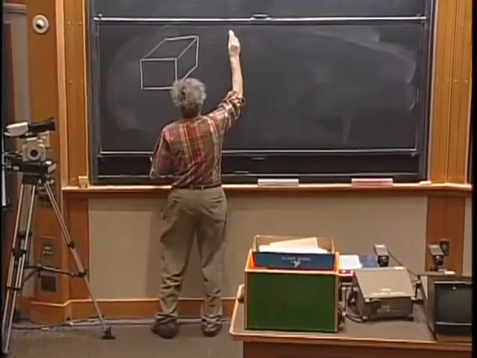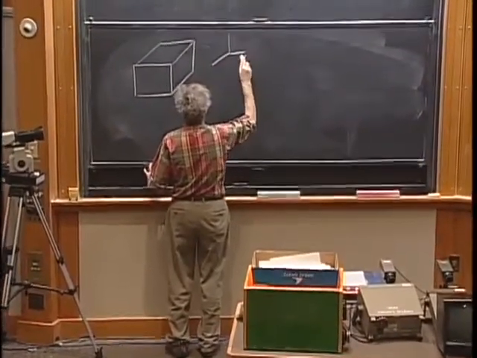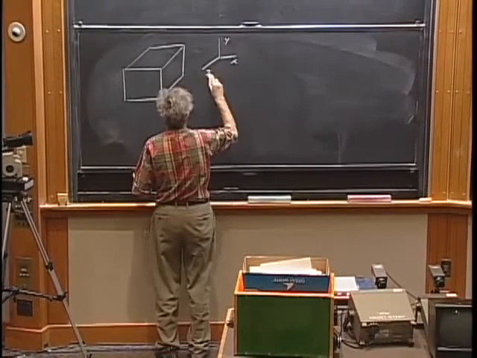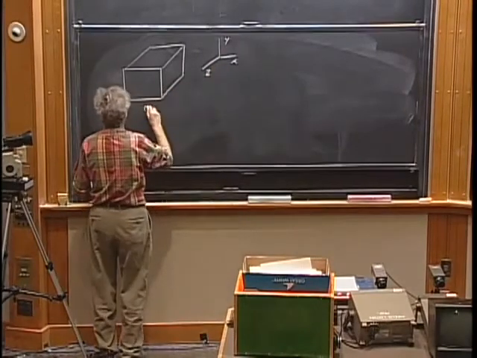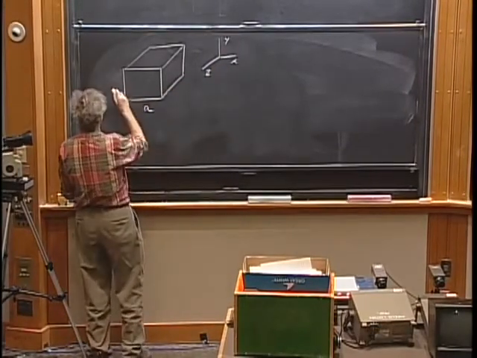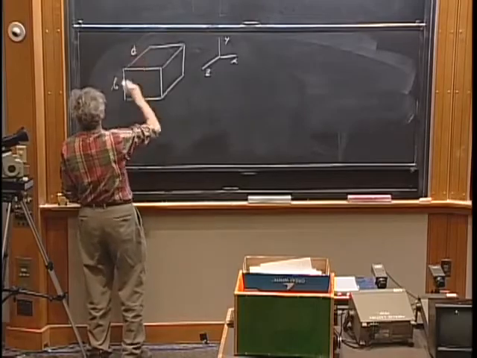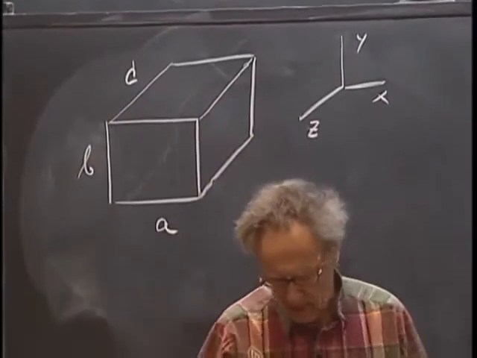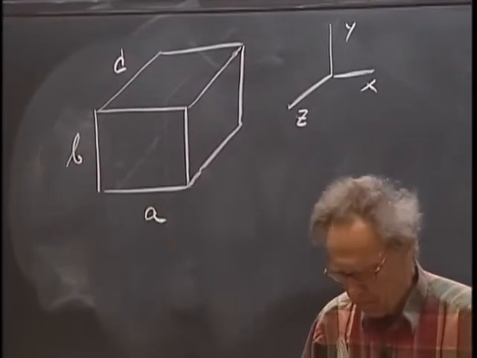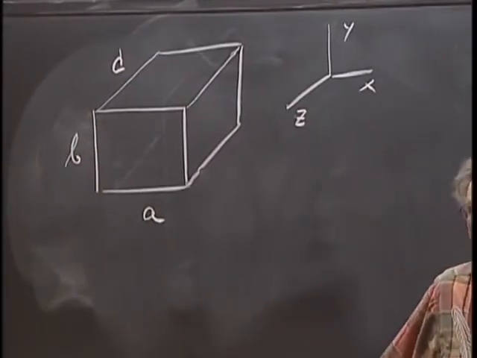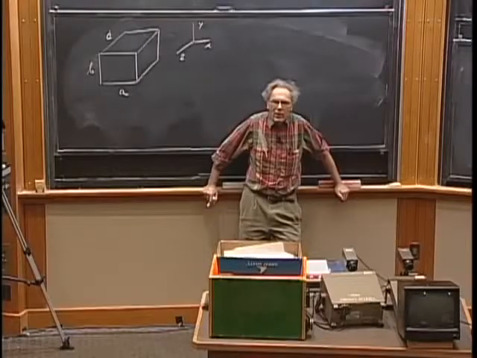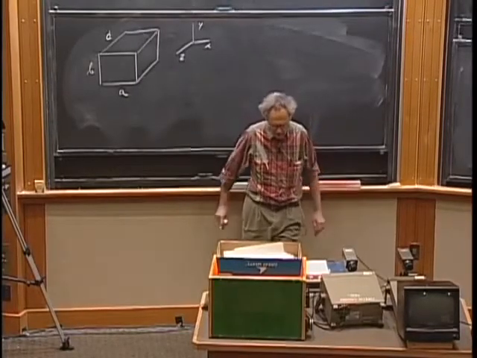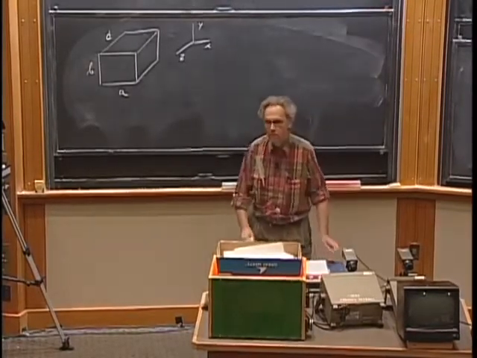There's a conductor. Our coordinate system is the same, x, y, z. And I simply call this A, I call this B, and I call this C. That is the length. And that's the coordinate system. And now comes the question, if I now have electromagnetic radiation in this box, what is going to happen?